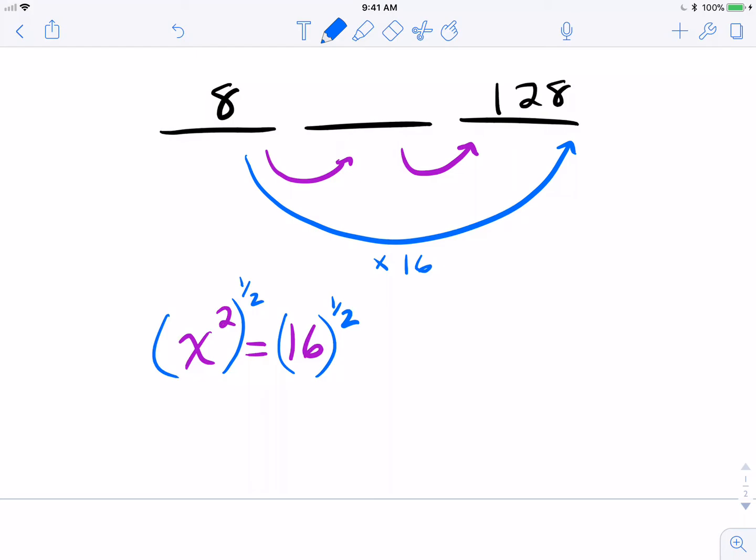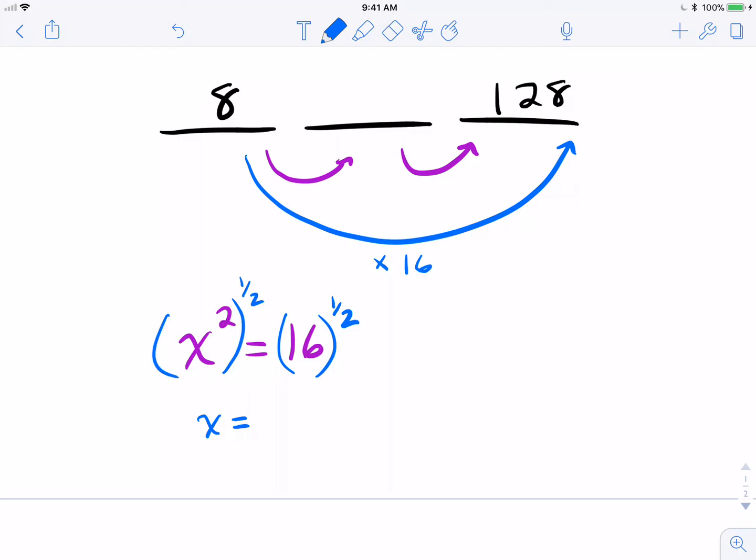Raising it to the 1/2 power is the same as taking the square root, but this can be applied to any type of power. So if it says 3, I would raise it to the 1/3. If it says 5, I'd raise it to the 1/5. Using what we know about exponent rules, we multiply. 2 times 1/2 is simply 1. So I get the x that I desire.